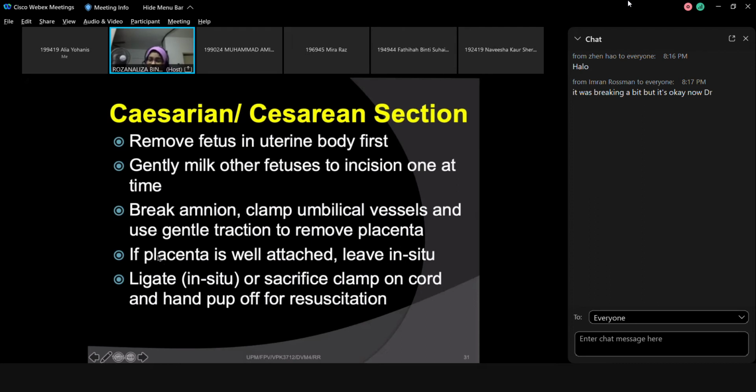If the placenta is well attached, you want to leave it in situ, because after the fetuses are born, it's actually normal for the body to expel the placenta later on. If you forcibly traction it, you might cause a severe hemorrhage.